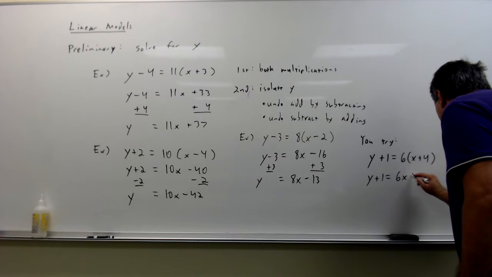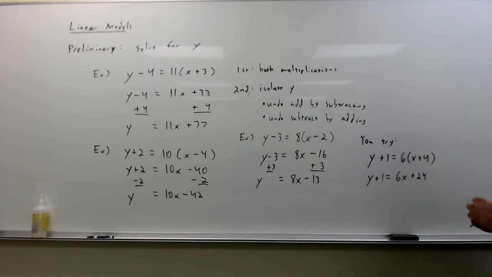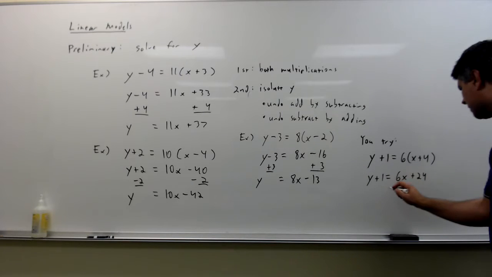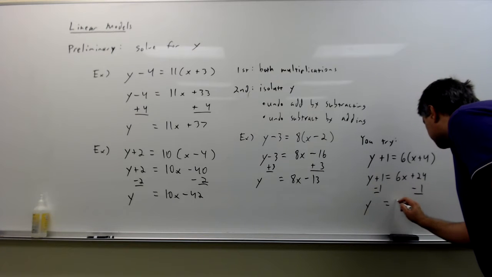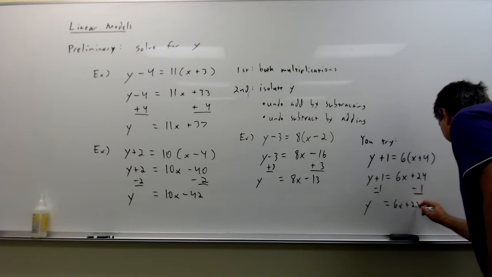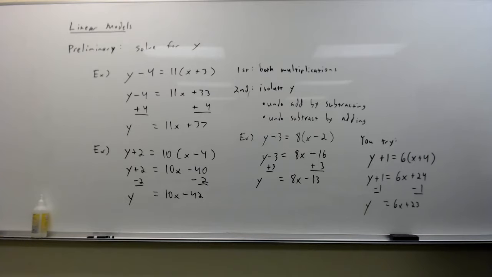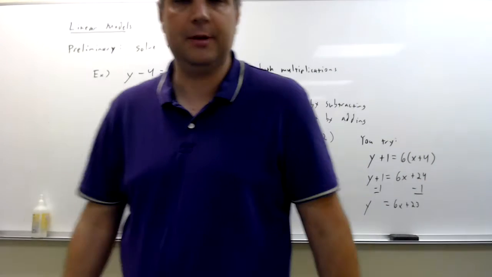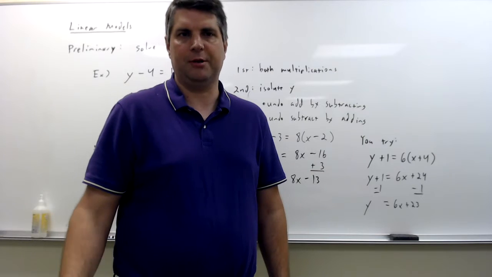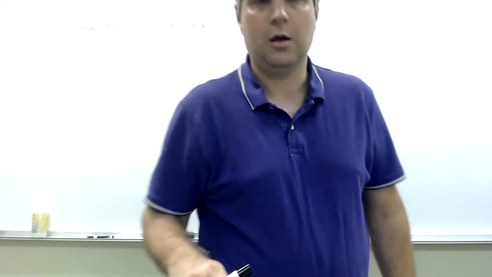All right, so I go ahead and do both of those multiplications, and I subtract 1. So y equals 6x plus 23. All right, I'm going to pause here and put up the next part of this.